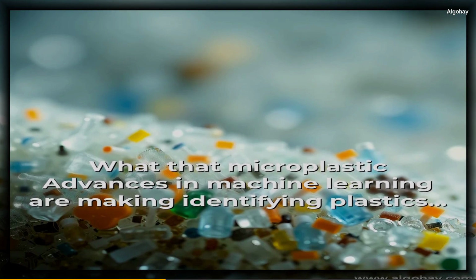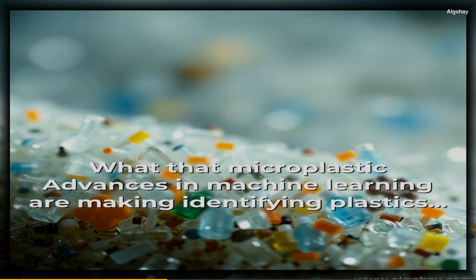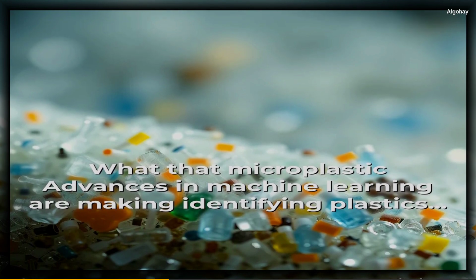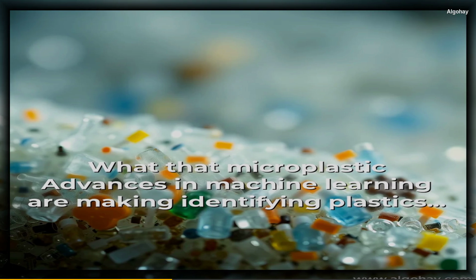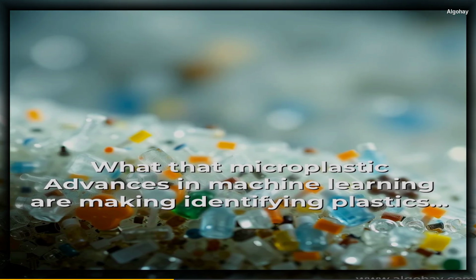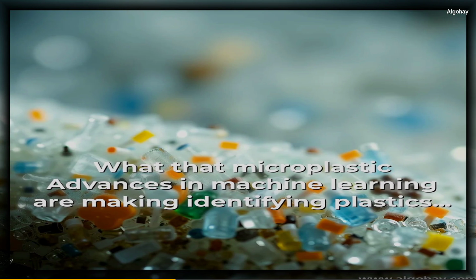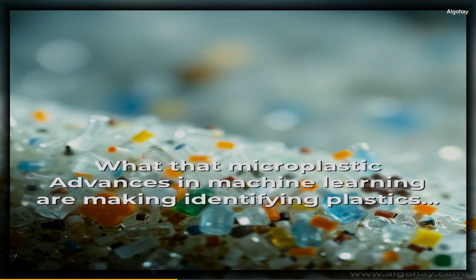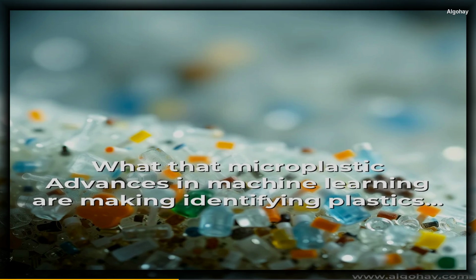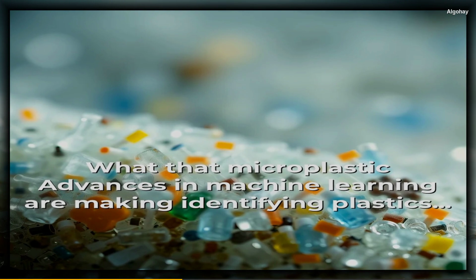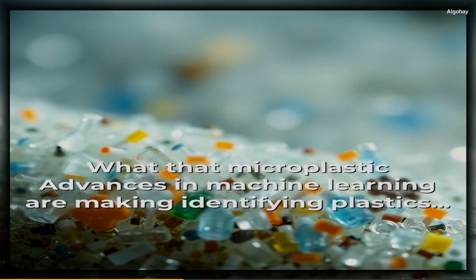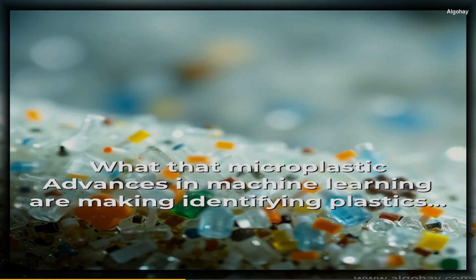Limitations of traditional methods. Traditional methods for detecting microplastics, such as microscopy and spectroscopy, have limitations. These methods can be time-consuming, labor-intensive, and prone to human error. For instance, microscopy requires a high level of skill and expertise to accurately identify microplastic particles, and spectroscopy can be affected by the presence of other substances that may interfere with the analysis.